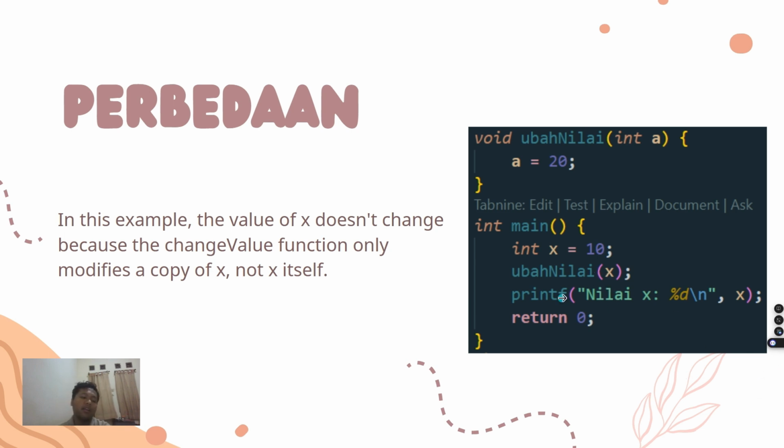So let's look at an example here. In this example, the value of x doesn't change because the change value function, ubah nilai in Indonesian, which in English is change value, only modifies a copy of x, not x itself. So it's not direct access to the memory address. When we print out the value of x, the output will still be the same, which is 10.